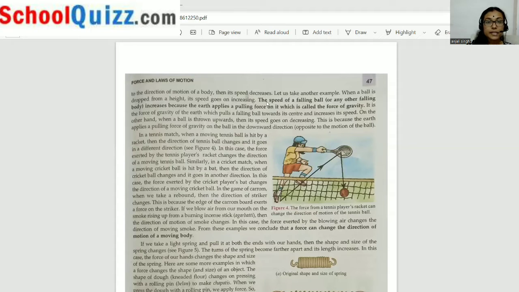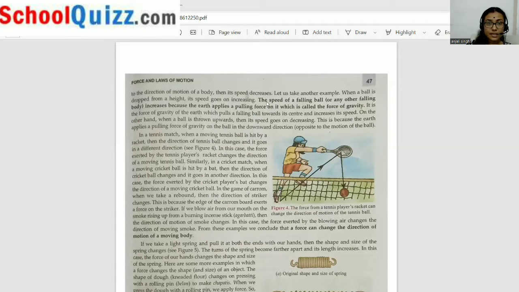Here, it's the force of gravity of the earth which pulls a falling object toward the center, and it increases its speed. Because of the force of gravity, the object comes quickly to the earth, and it is always attracting an object toward the center. Clear?